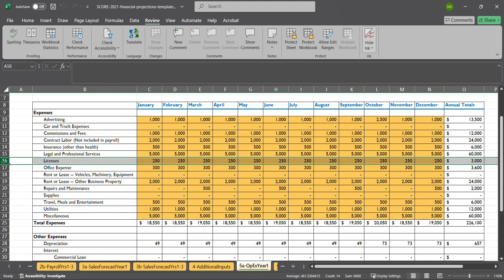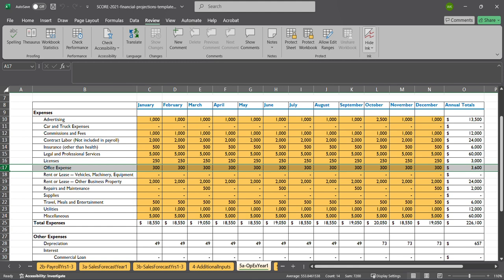Licenses. Any business license, or if you're a restaurant and need an alcohol license, would come here. Office expense. I would put almost any service for the office. So if you have cleaning services or software subscriptions, things like that, I would put into office expense.